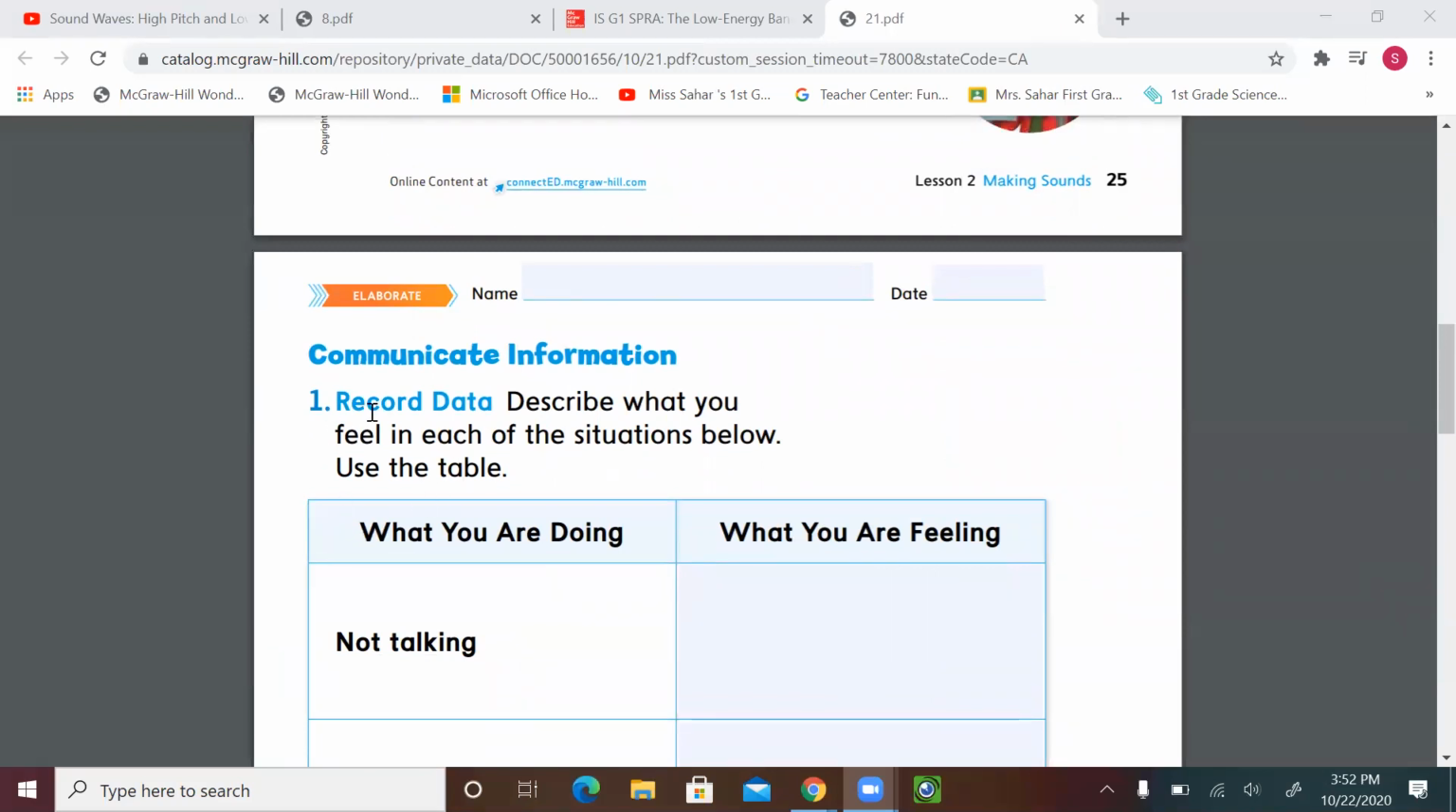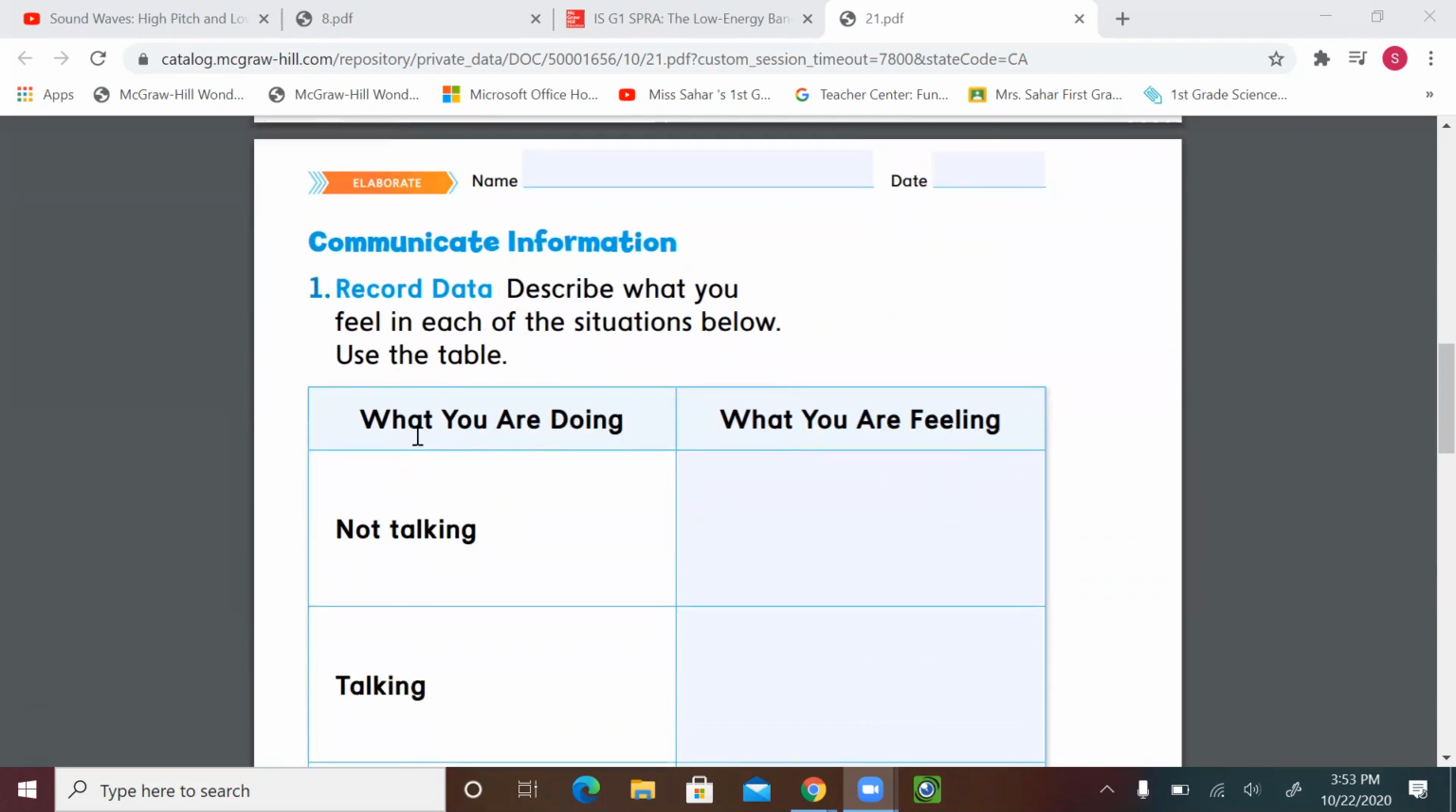So let's start with what we have here. Describe what you feel in each of the situations below. So this is what you're doing on the left side, what's written for you. That's what you need to do. And then this is what you're going to write down here, your feelings. So how did you feel when you had your hand on your throat? For example, we're not talking. So I'm not talking and I'm putting my hands on my throat.